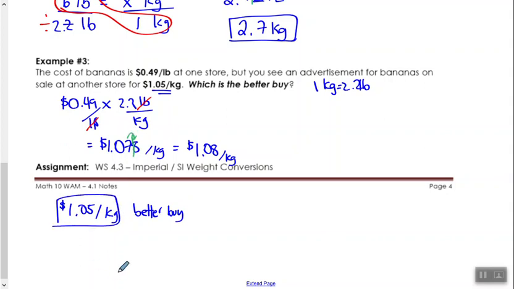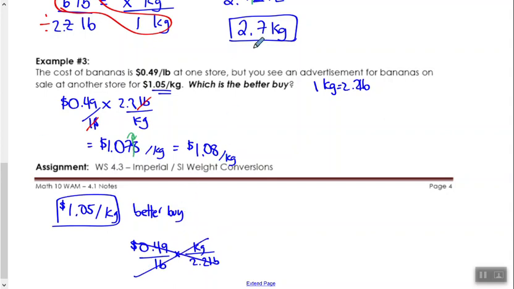Now let's say I tried to divide. If I would have tried to divide, I would notice that my units aren't going to cancel out. So I have 0.49 divided by 1 pound. And if I try to divide by 2.2, that's like multiplying by the reciprocal. So dividing by 2.2 would look like this: 2.2 pounds and kilograms. Taking a look, my pounds aren't canceling out. I have 1 on the bottom or 2 on the bottom, none on the top. So this does not work.